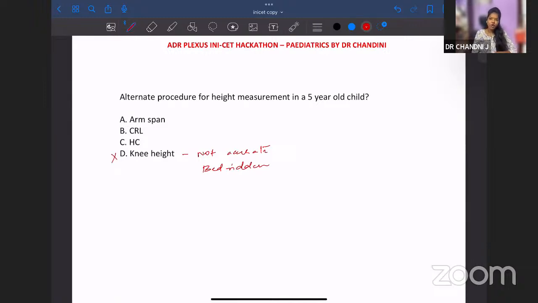Coming to head circumference, we all know head circumference has nothing to do with the height of the child. Crown rump length is used for estimation in a fetus. It is not used in children. Now coming to arm span, yes, arm span approximately equals height by around 10 years of age.